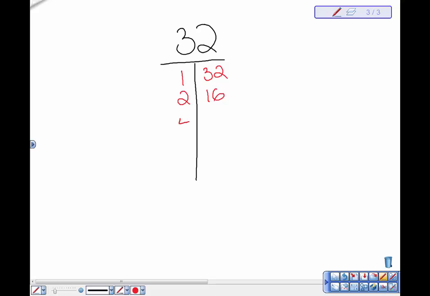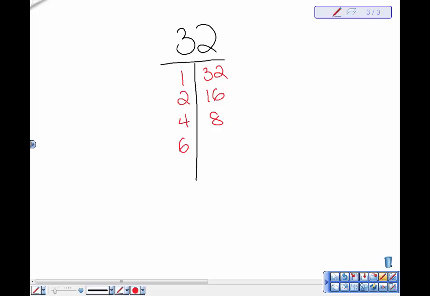Let's try 4. I know that a number can be divided by 4 if the last 2 digits in that number can also be divided by 4. 32, I know my 4's table, and I know that 4 times 8 equals 32, so 32 can be divided evenly by 4. How about 5? The divisibility rules say that anything that ends in a 0 or a 5 can be divided by 5. 32 doesn't end in a 0 or a 5, so it can't be divided by 5.